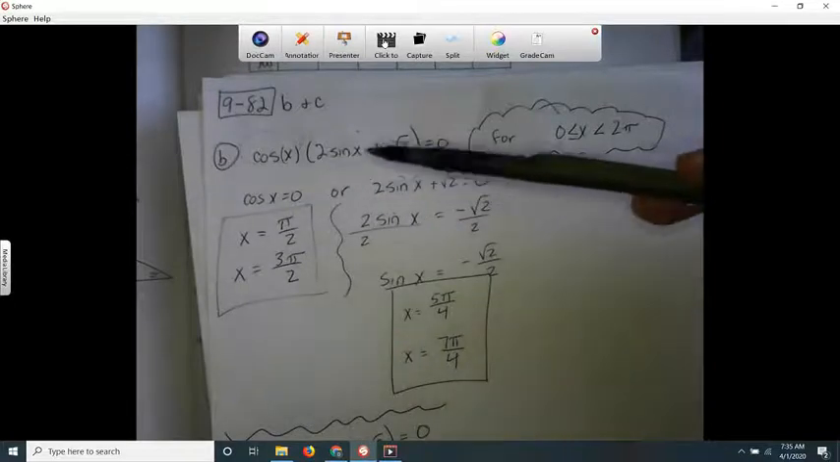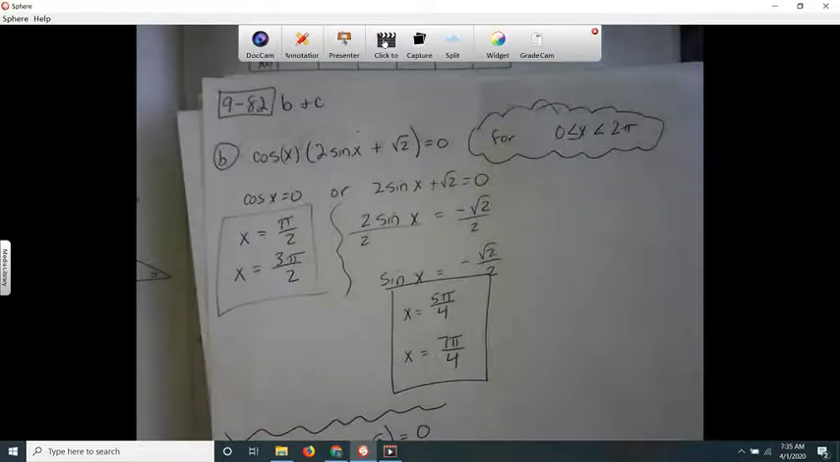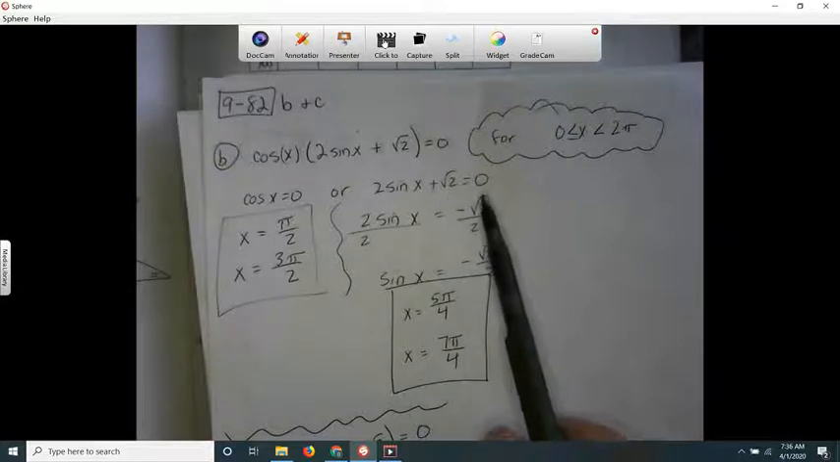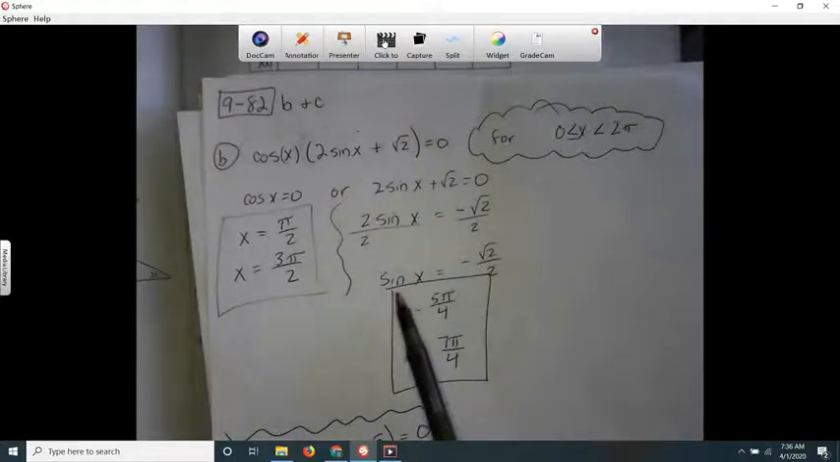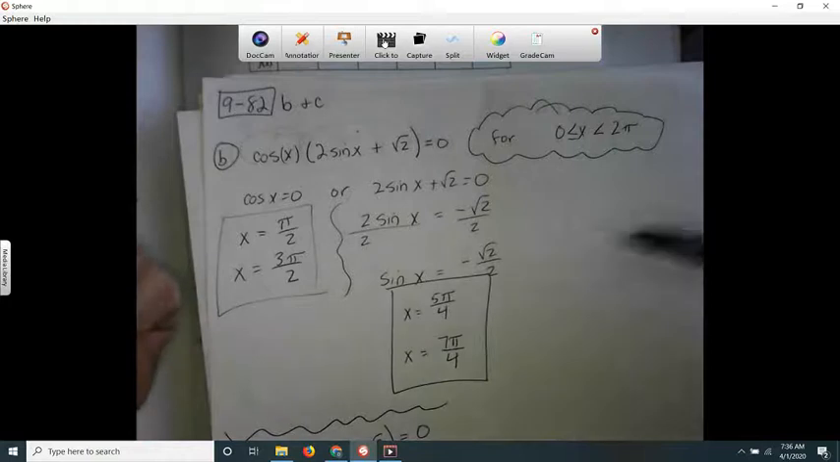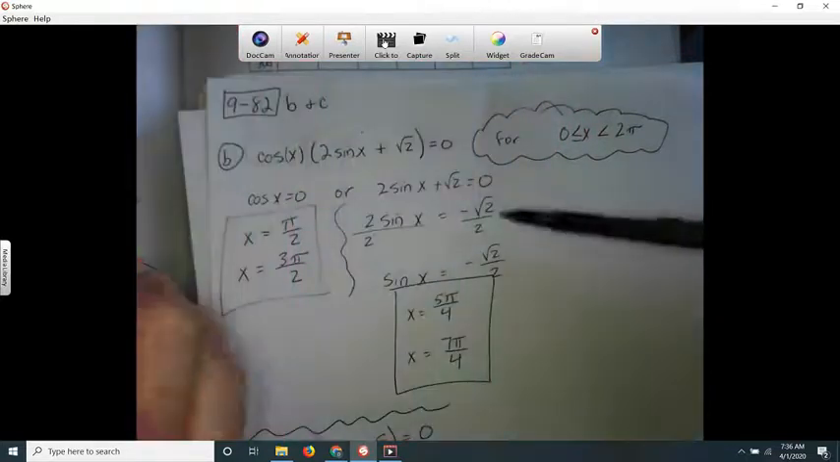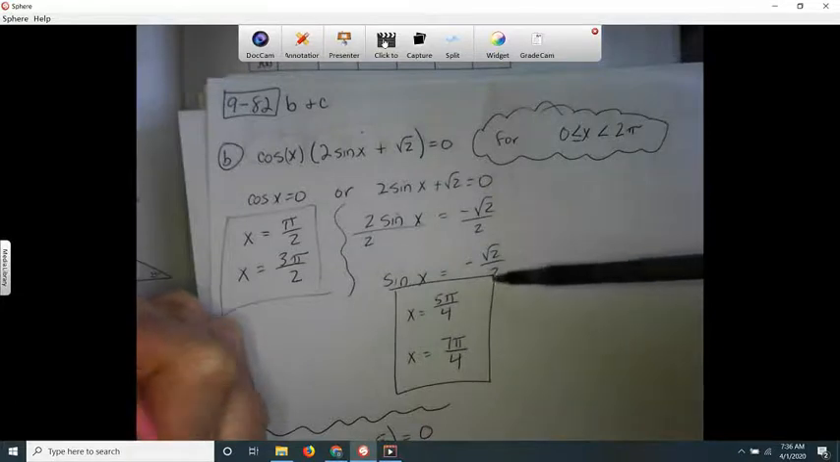And then for the second factor, I set it equal to 0, and I did a little algebra. I subtracted root 2 on both sides, and then I divided both sides by 2. And then I got that sine of x equals negative root 2 over 2. Well, I know that happens at like the 45 degrees. Well, we're not in degrees, but the root 2 over 2's happen on these diagonals right here. So I just looked it up. Where's sine negative? Sine is negative down in these two quadrants.